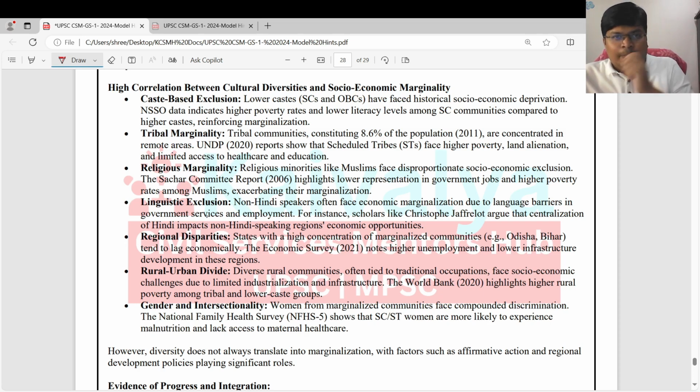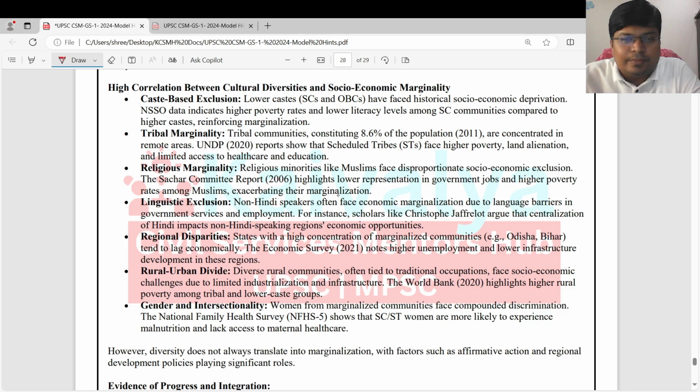Linguistic exclusion: if the person is multilingual, that person may get benefit from it. For example, if the person is well versed in English, then the person will have the maximum opportunity. If the person faces difficulty in speaking or writing English, obviously the person's opportunities get restricted. It is in the context of English, but you can correlate it with the other dimensions in the Indian context.